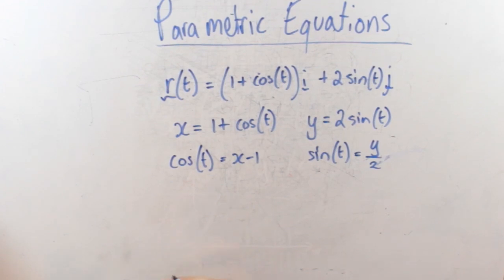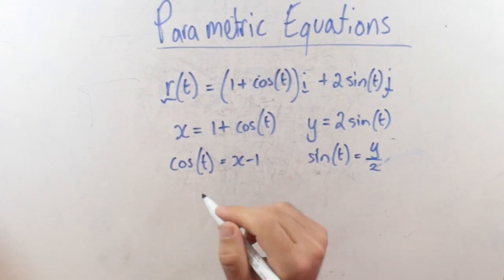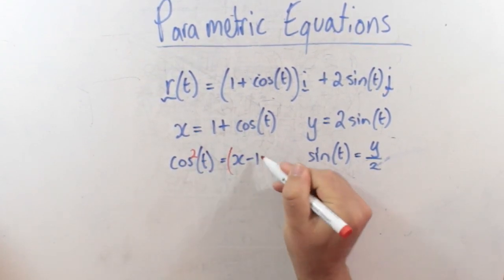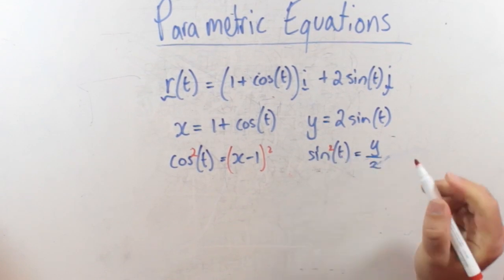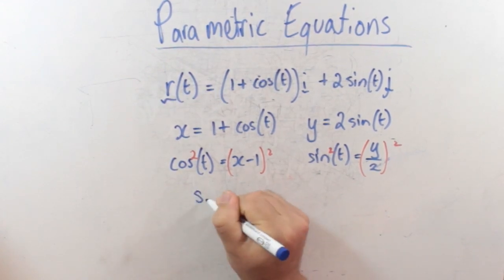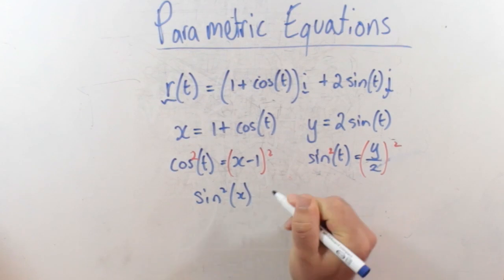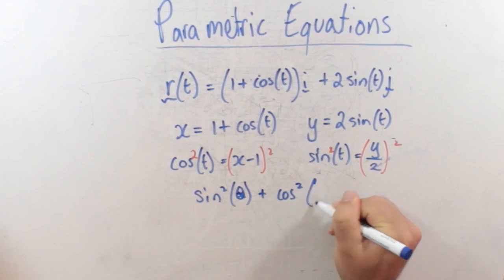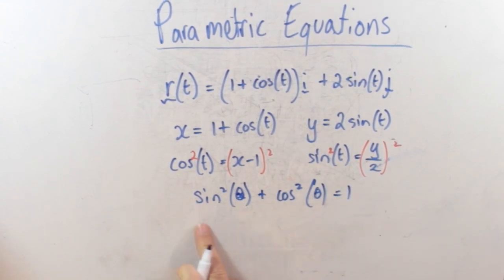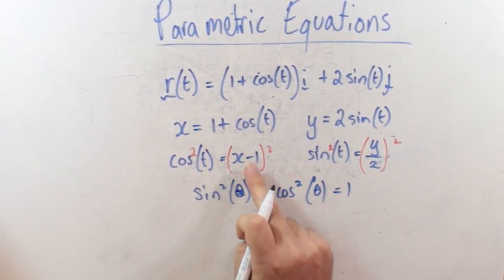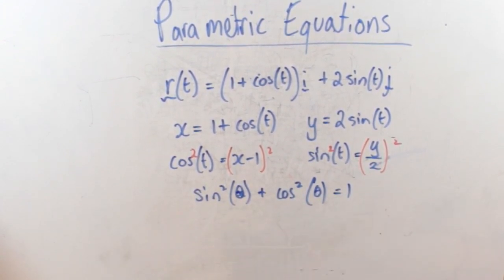Now, we can't put these together yet, but what if we square both sides? If we square here, we get cos squared equals this squared. We know sine squared equals this squared. We know sine squared plus cos squared has to equal 1. So we know the identity sine squared theta plus cos squared theta has to equal 1. So here's a relationship that we can put sine and cos into. We know that that's the case. So that means this plus this has to equal 1.